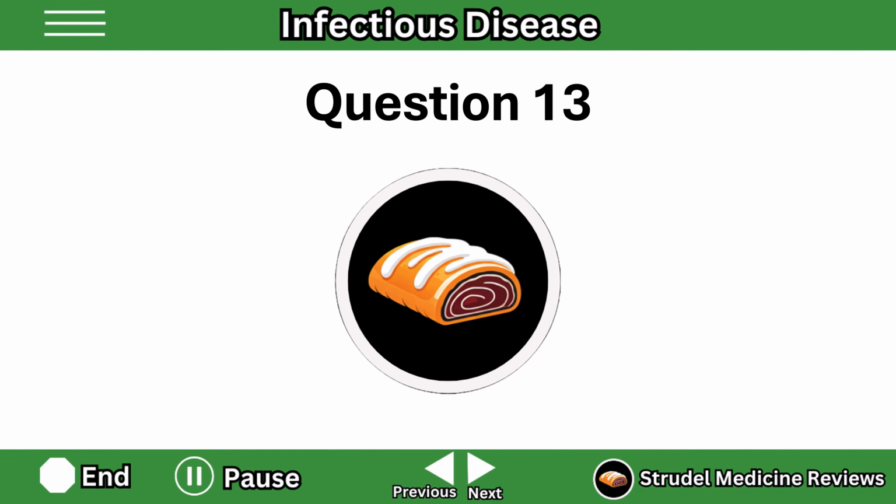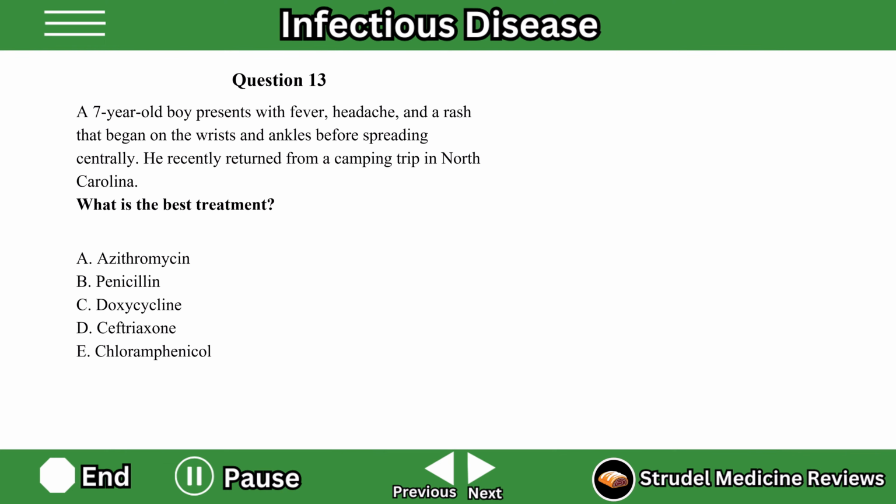Question 13. A 7-year-old boy presents with fever, headache, and a rash that began on his wrists and ankles before spreading centrally. He recently returned from a camping trip in North Carolina. What is the best treatment? A. Azithromycin. B. Penicillin. C. Doxycycline. D. Ceftriaxone. E. Chloramphenicol. Probably haven't heard that one in a while.